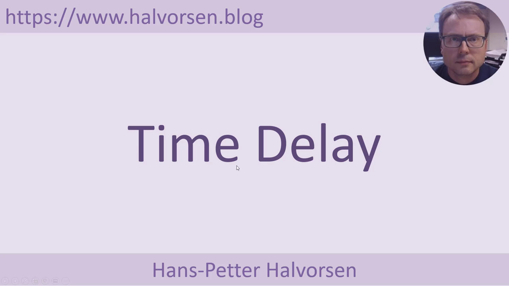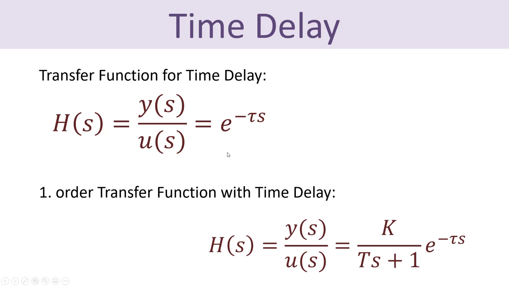Next I will introduce the time delay. So here you see the general transfer function for time delay, which is e to the power of minus tau s, where this tau here is the length of the time delay. And here in the bottom you see a first order transfer function with time delay. So this is the first order part, and then this is the time delay part.